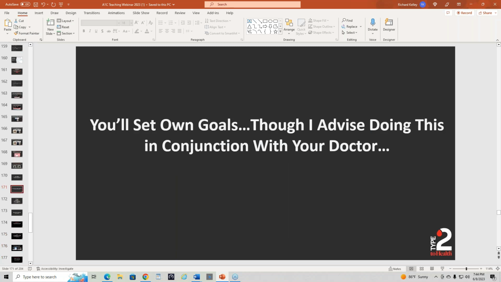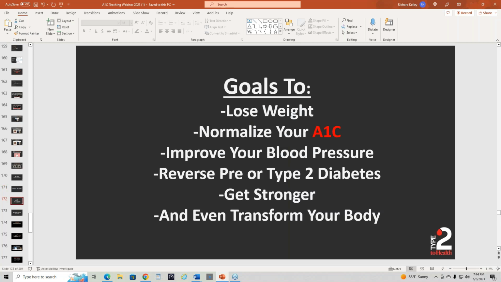And so you'll set your own goals. Nobody's saying you have to lose this much weight, or you're going to lower your A1C, or you're going to reverse your diabetes. These are goals that you're going to set for yourself, though I do advise you setting them in conjunction with your doctor. It's really important for you to be in alignment with your doctor, knowing what you're involved in, especially if you're on medication, because they need to know if you're losing weight through a process like that.